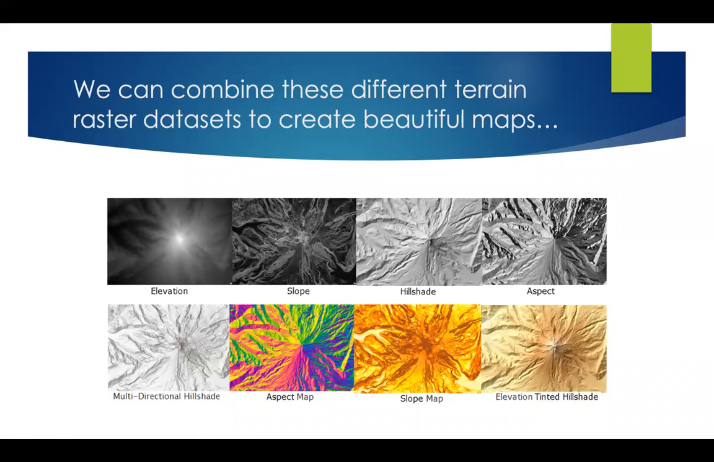We can combine these different terrain raster data sets to create beautiful maps. Here, this elevation tinted hillshade combines a hillshade with a DEM that we've had like a color gradation on from almost white down through a brown into a lighter brown. You could also add things like aspect onto this, or even slope, to give your map a little bit different effect.